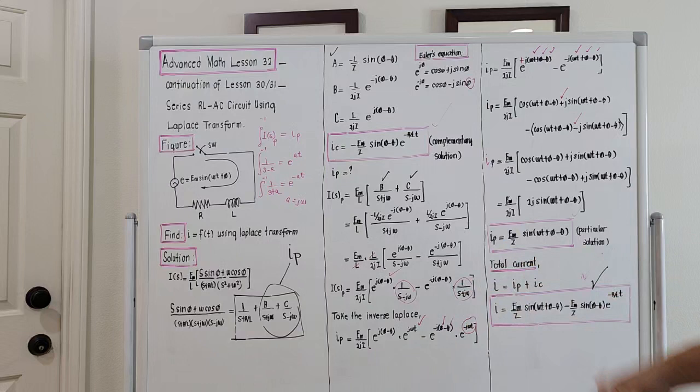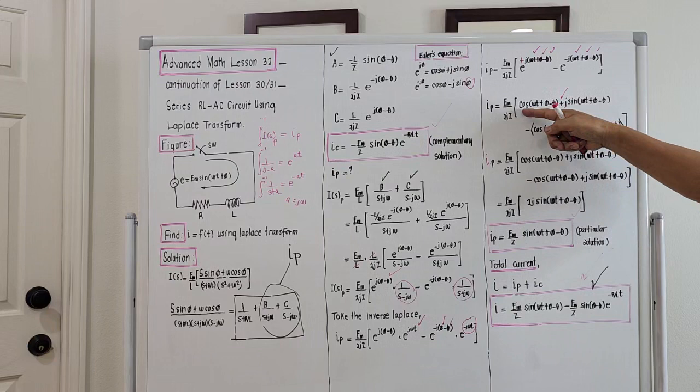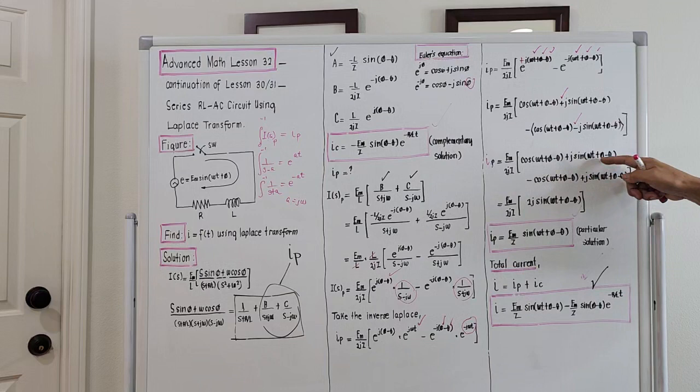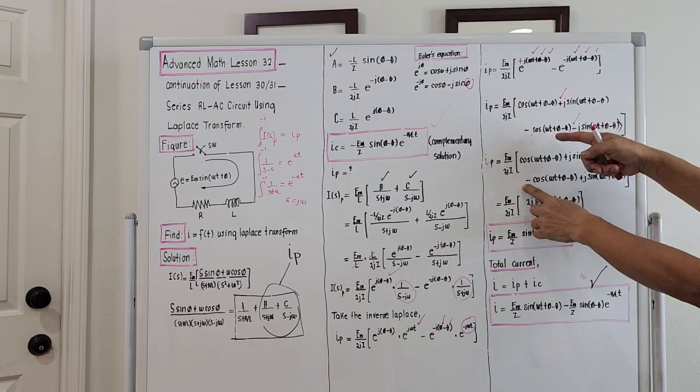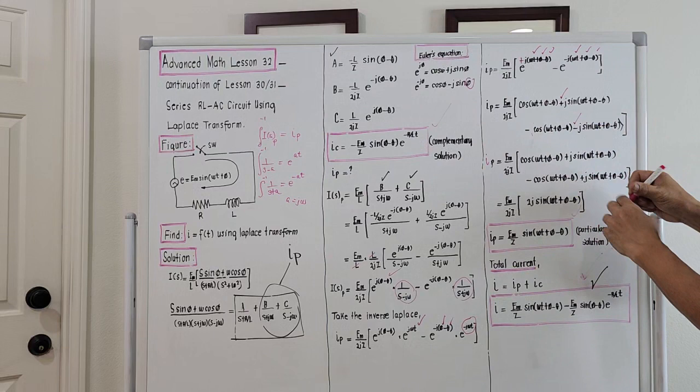Very interesting. A sub m over 2jz, open bracket. First one, the same: cosine of omega t plus angle p minus theta plus j sine of omega t plus angle p minus theta. I will now try to remove this bracket here. So the expansion of this will now be negative, okay? Cosine of omega t plus angle p minus theta. This negative, negative, this will now be plus, okay?